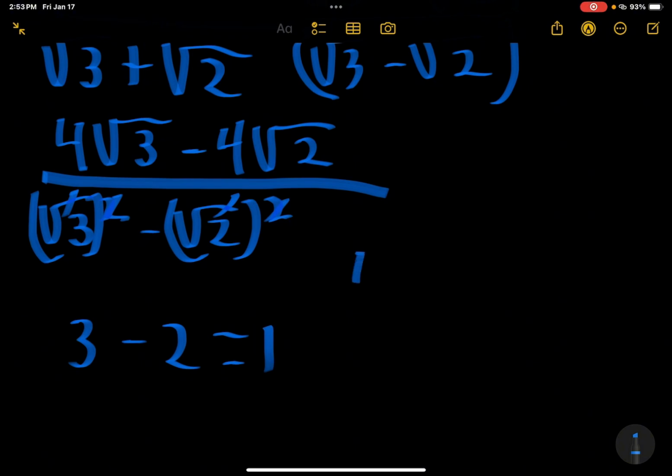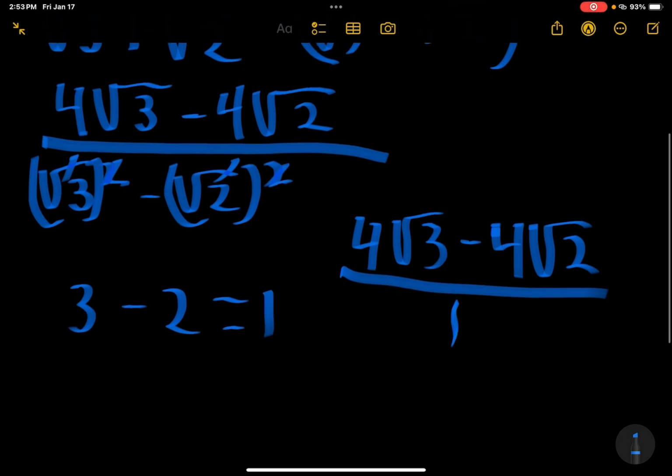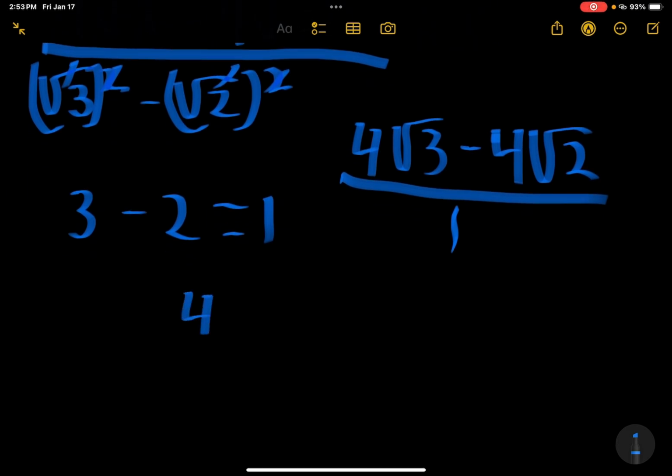So that leaves us with 4 square root 3 minus 4 square root 2 over 1, which is really just 4 square root 3 minus 4 square root 2.